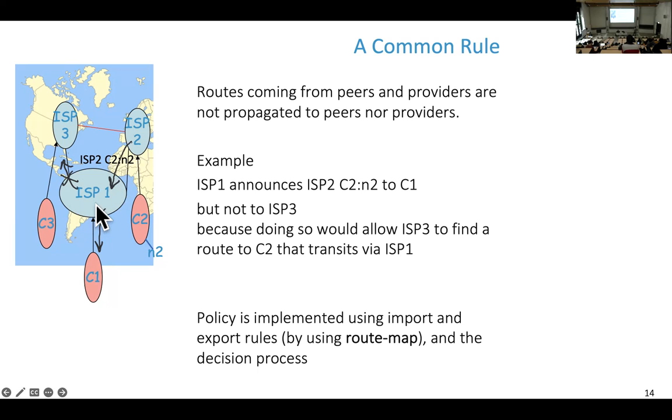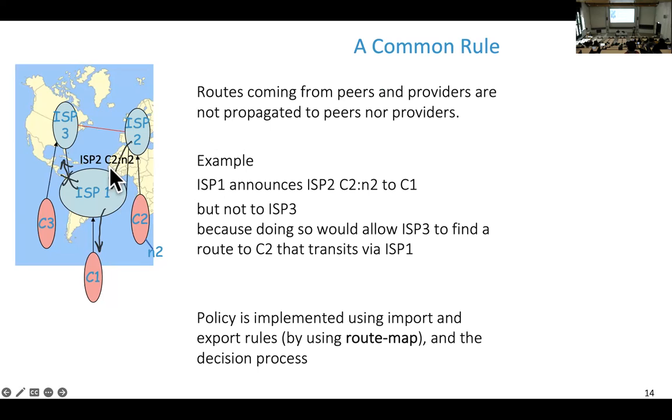ISP1 will announce this to its customer, because if a customer of ISP1 wants to send some traffic to N2 or vice versa, ISP1 is responsible for that. So it will announce it to its customer. However, it will not announce it to another provider, to another peer, because this is a route that ISP1 has learned from another peer, and this rule prevents that.